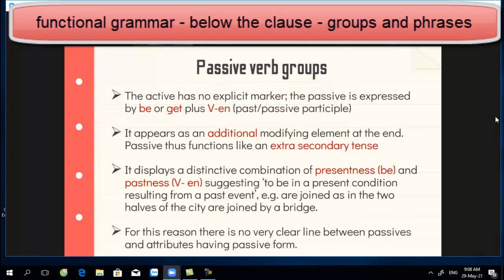So passive verb groups: the active has no explicit marker, and the passive is expressed by be or get plus verb plus en, meaning the past or passive participle. And it appears as an additional modifying element at the end. Passive thus functions like an extra secondary tense. It displays a distinctive combination of presentness, be, and pastness, verb plus en, suggesting the present condition resulting from a past event. For example, as in "the two halves of the city are joined by the bridge". For this reason, there is no very clear line between the passive and attributes having passive form.